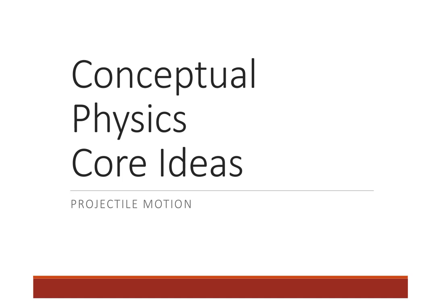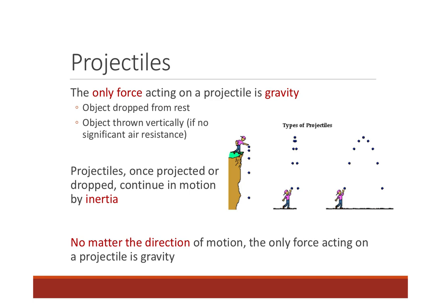In this video, I'm going to be talking about projectile motion, which is motion that has both a horizontal and a vertical component. The important thing to remember with projectiles is that the only force acting on this object is gravity. Projectiles include objects that are dropped from rest, like our illustration of a ball just being dropped off a cliff, or objects that are being thrown vertically, either absolutely straight up, or launched at a slight angle, as we see in these other two illustrations.